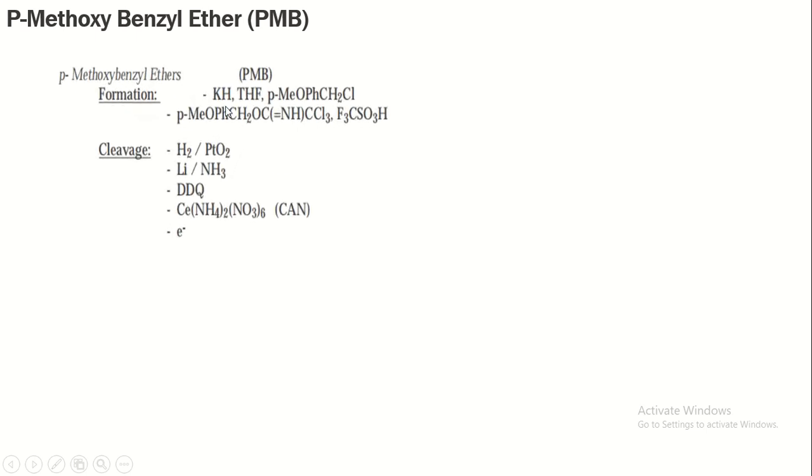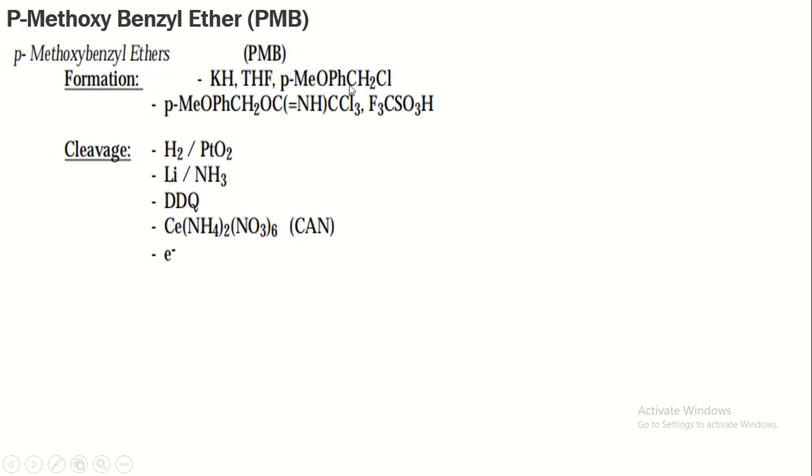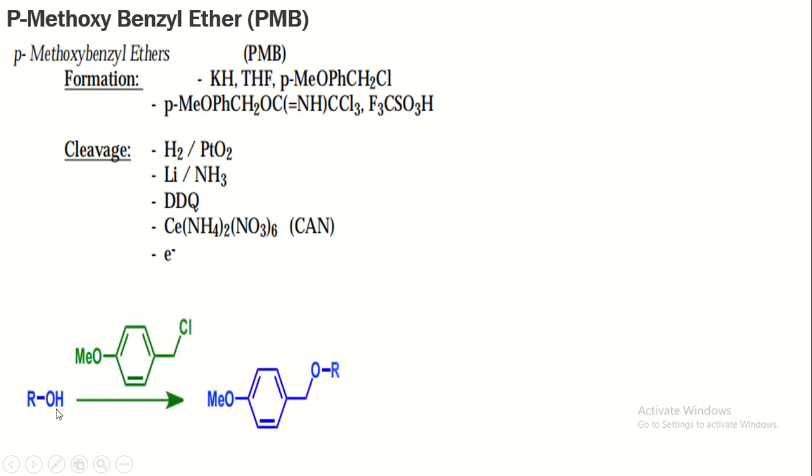Now the next one is p-methoxybenzyl ether. The short form is PMB. It can be done by using base in presence of p-methoxybenzyl chloride, and the deprotection is done by using such types of reagents, in presence of DDQ, in presence of CAN, or in presence of an electron source. The deprotection takes place easily. Now the next one: alcohol first reacts with p-methoxybenzyl chloride to give the protected form.